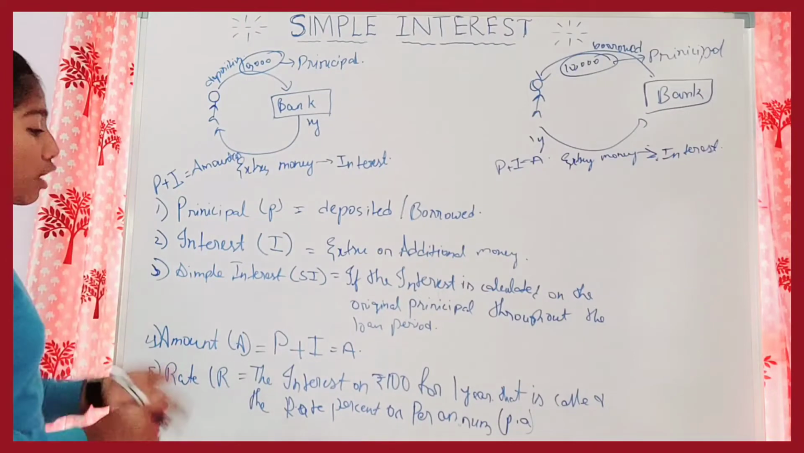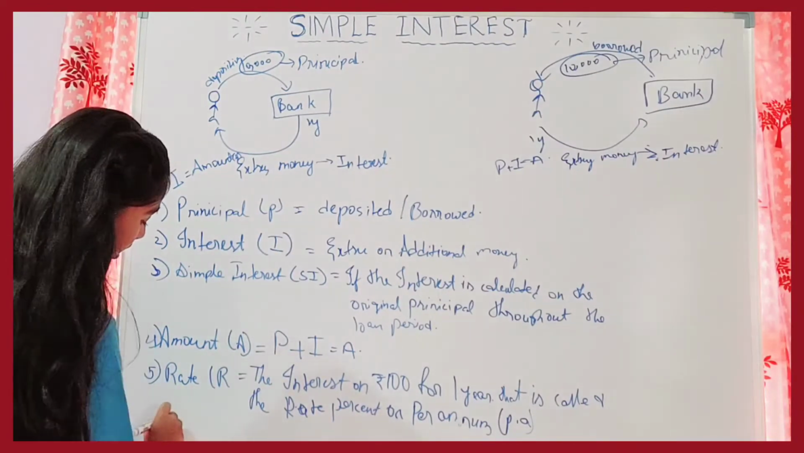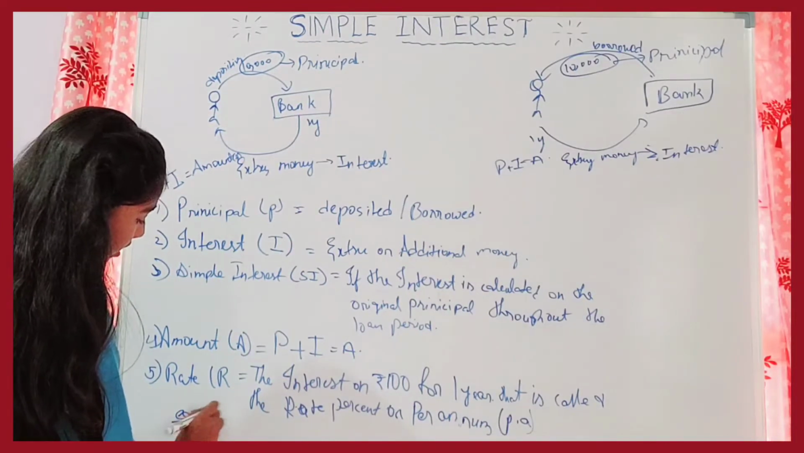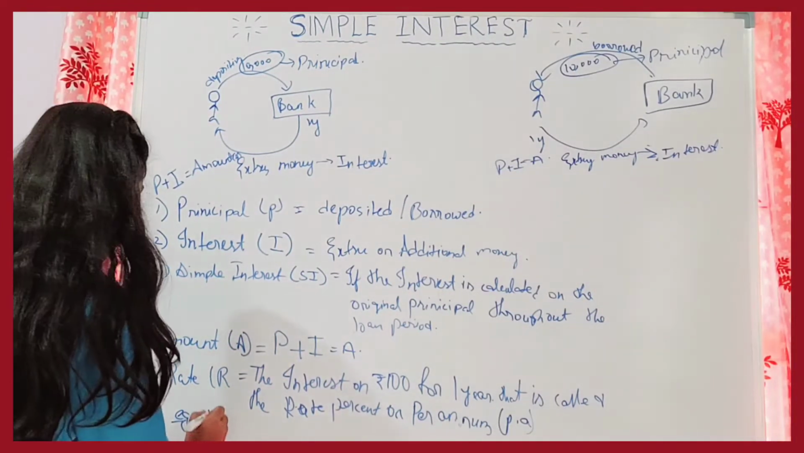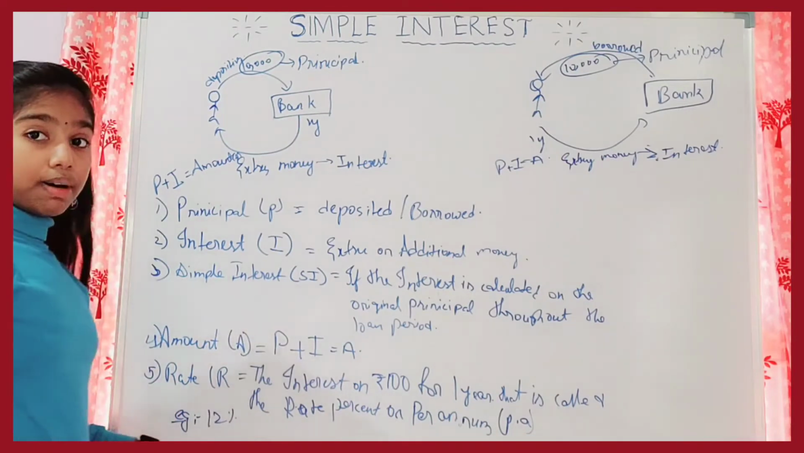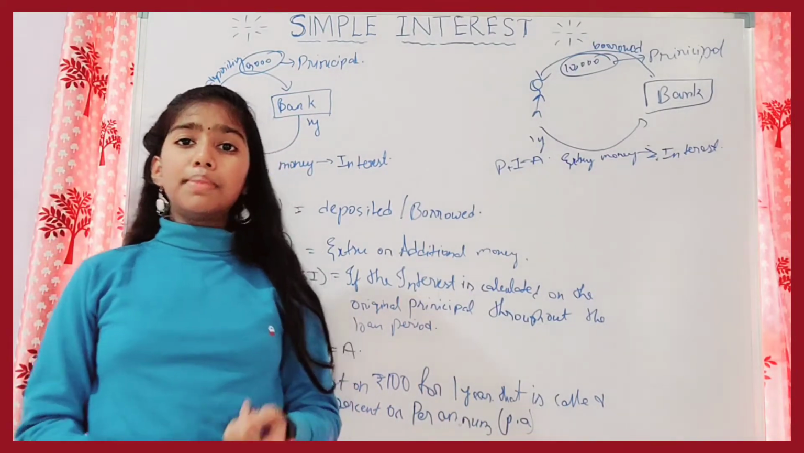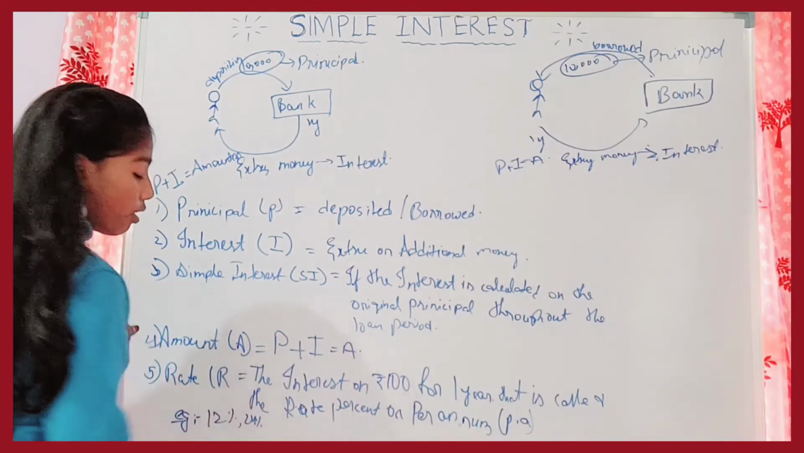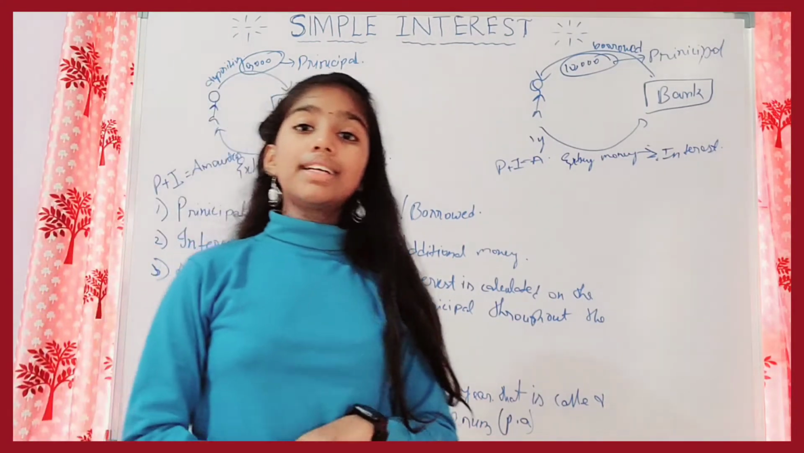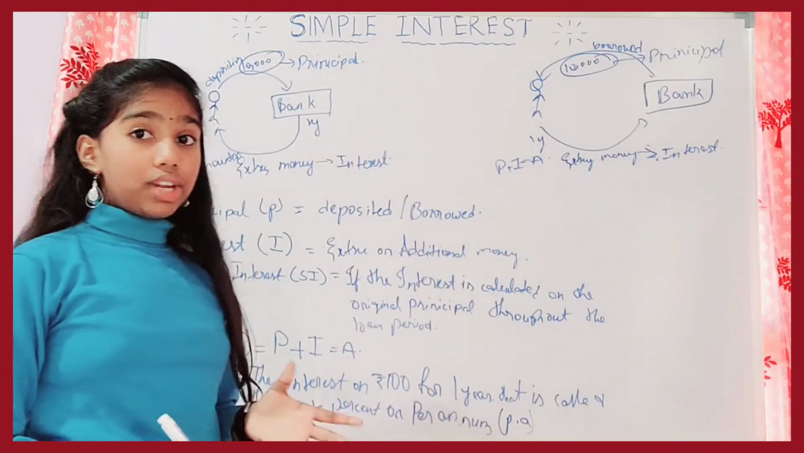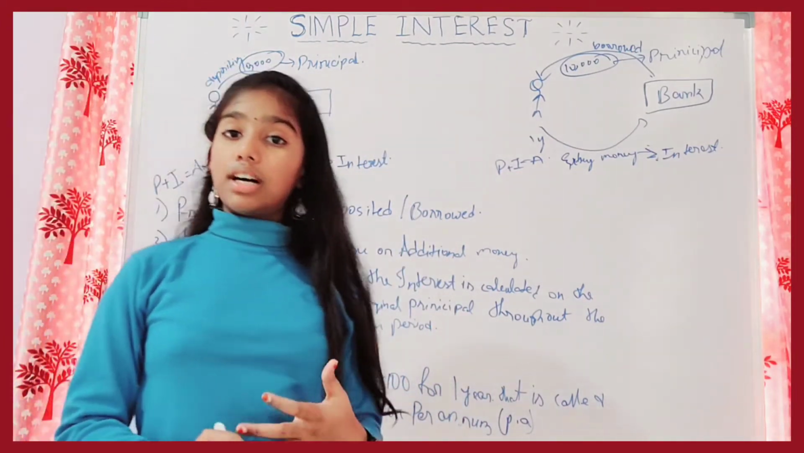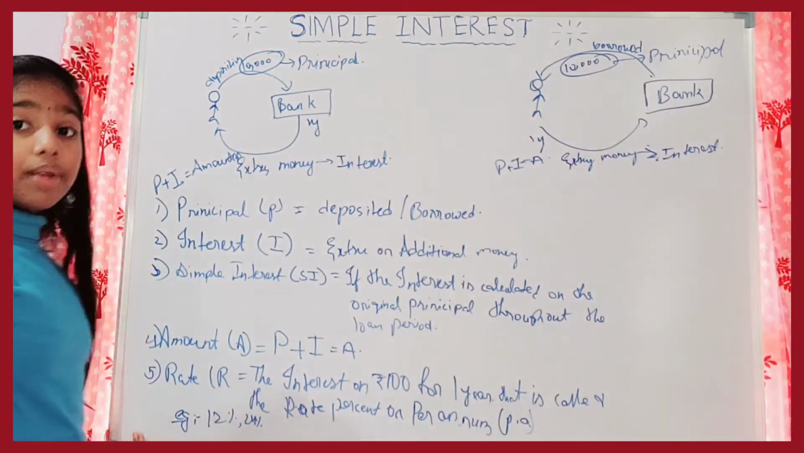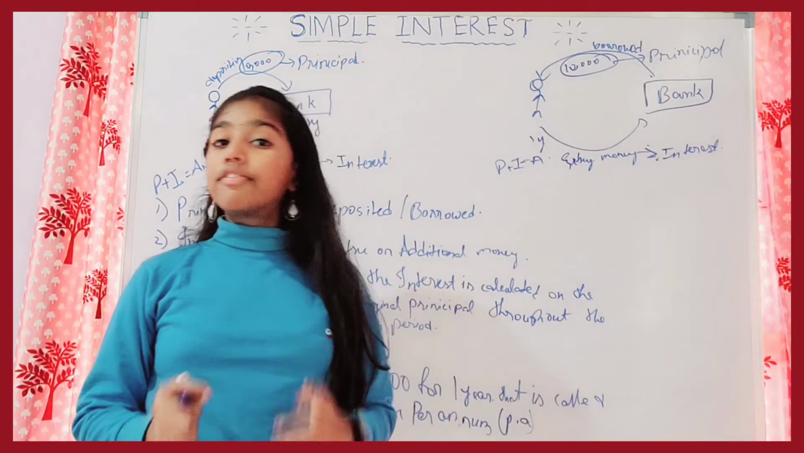Let's take an example of this rate, that is 12%. We already know 12% means 1 rupee, or we can take 24%, which means 2 rupees. Firstly, I told you that we will learn about some terms and some formulas. These are the 5 terms, and now we will see the formulas.